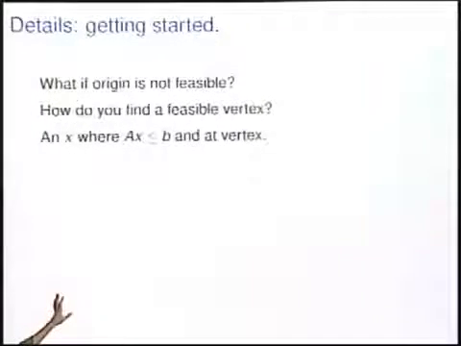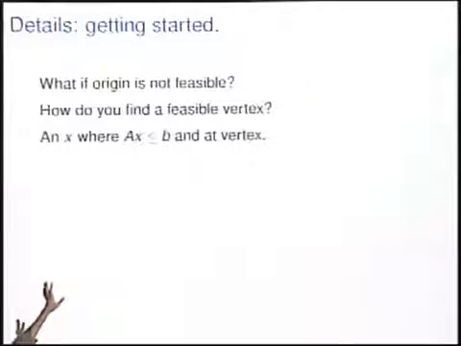Okay, so it's a real question. So what is the feasibility question? You want to find an x where Ax is less than or equal to b, and it's a vertex of this particular feasible region. Okay? So that's the question. How do you start?